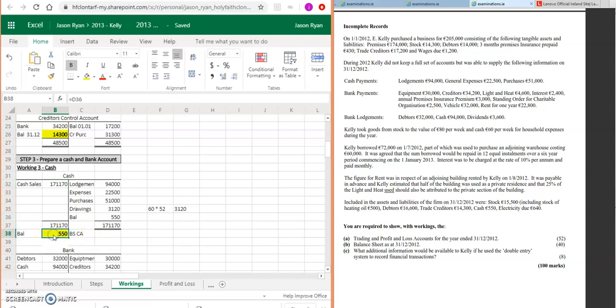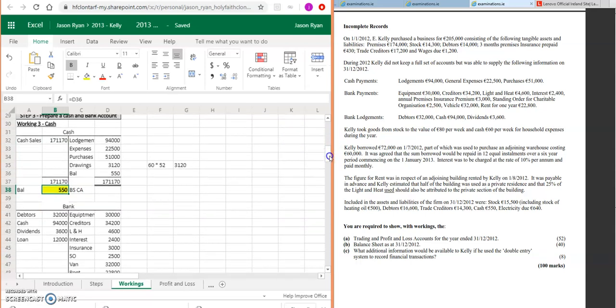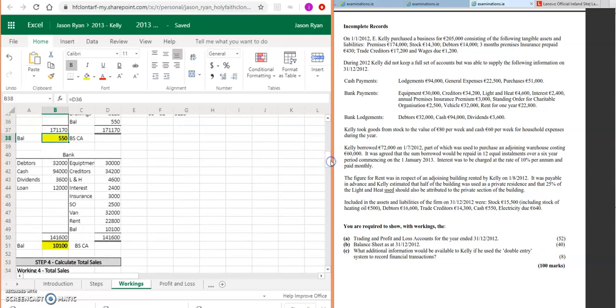And your balance figure is going to be brought forward. It's going to be your cash for your balance sheet. Your bank then, you're going to look at your bank. So you've got bank payments and bank lodgements. So bank lodgements, debtors, cash and dividends.